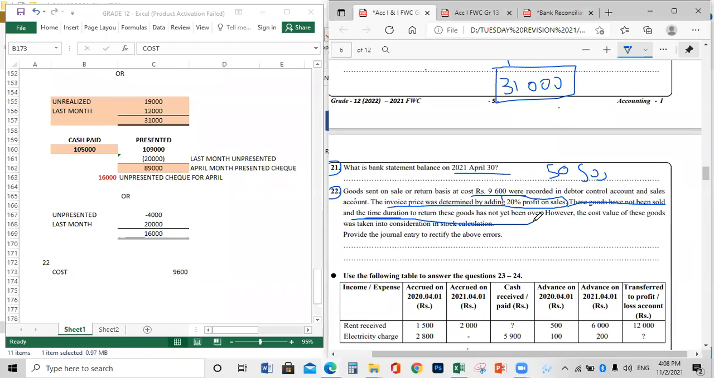Guys, they say the time duration is not passed. And if the time duration is not passed and the agent hasn't sold it either, how can you record it as your sales? It's still your own goods. You can't record it as your sales. Okay. However, the cost of these goods was taken into consideration in the stock calculation.